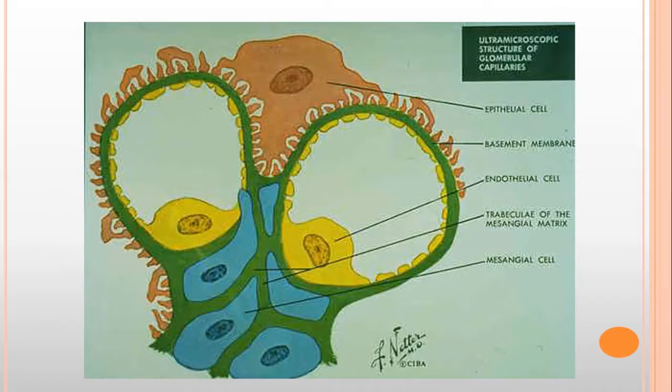This is a pathophysiological, microscopic diagram of the glomerulus, which shows epithelial cells, the basement membrane surrounded by the podocytes, endothelial cells inside, and the trabeculae of the mesangial matrix and mesangial cells.